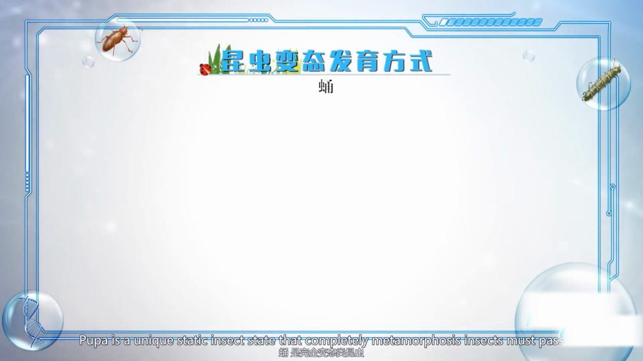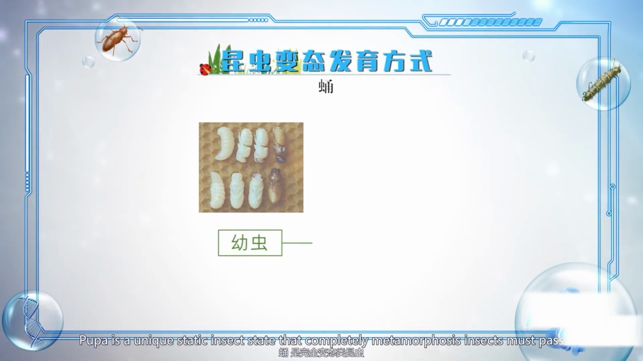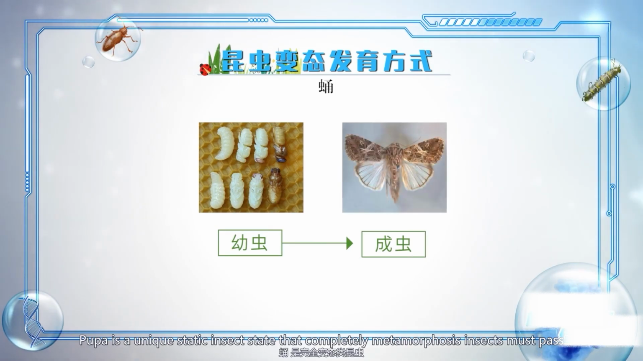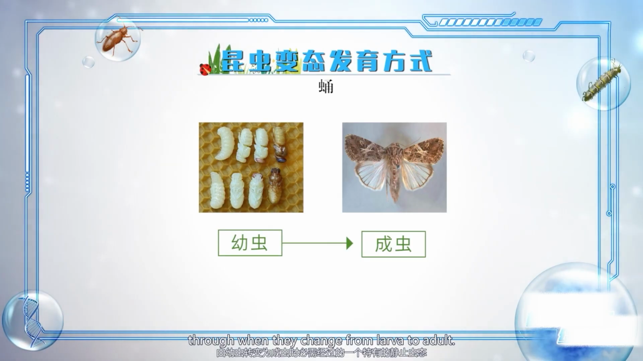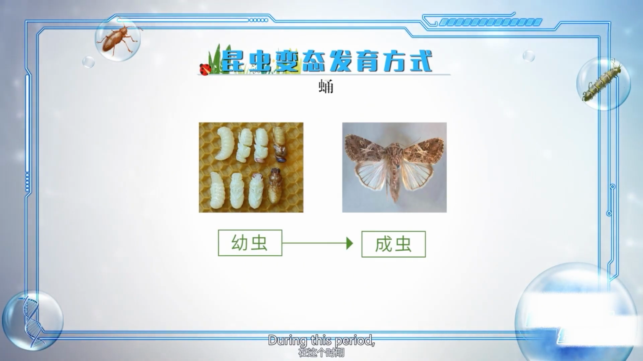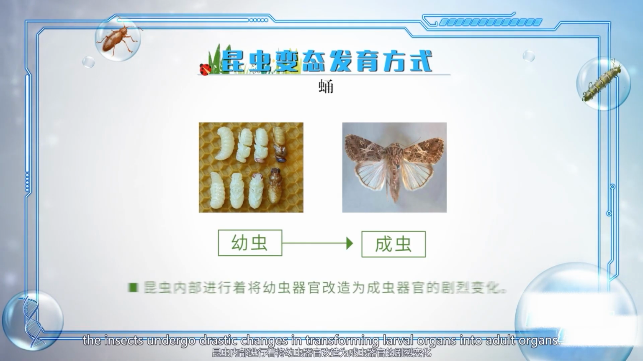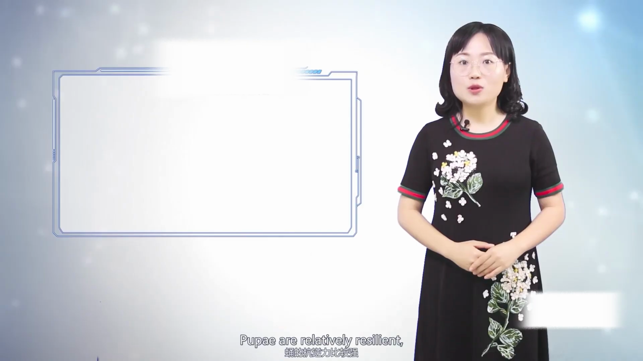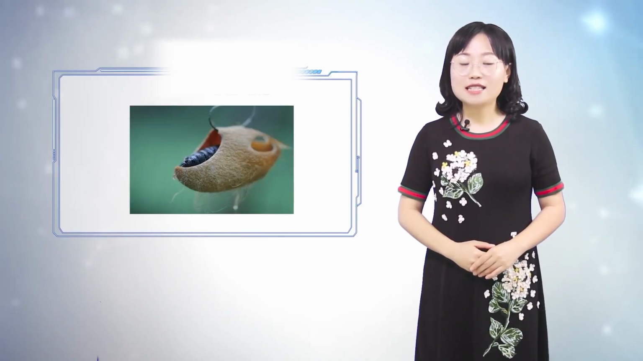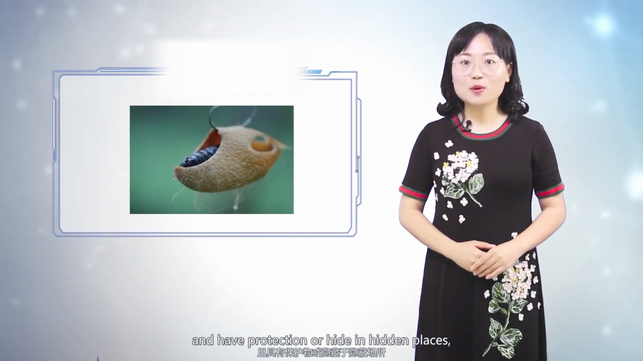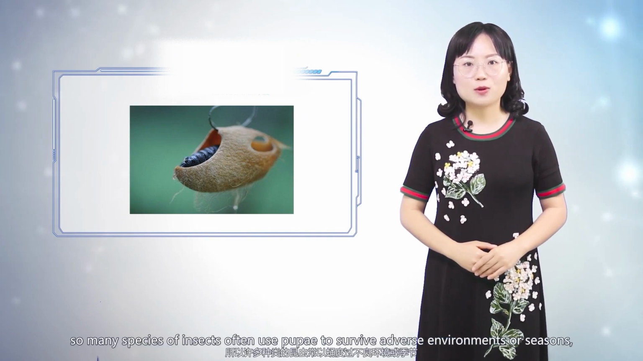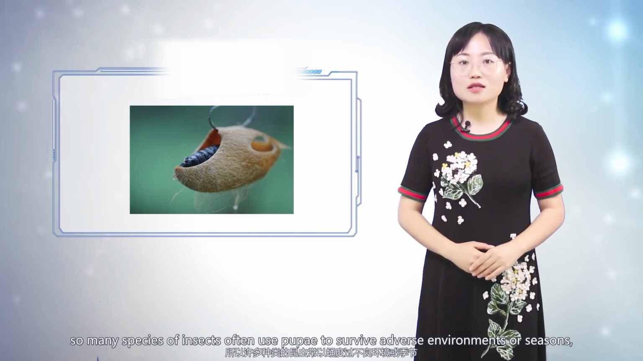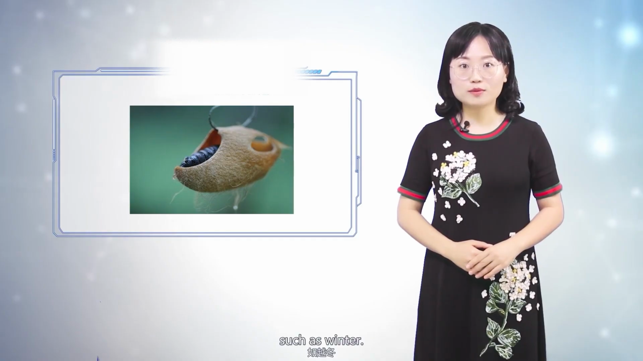Pupa is a unique static insect state that completely metamorphosing insects must pass through when they change from larva to adult. During this period, the insects undergo drastic changes in transforming larval organs into adult organs. Pupae are relatively resilient and have protection or hide in hidden places. So many species of insects often use pupae to survive adverse environments or seasons, such as winter.